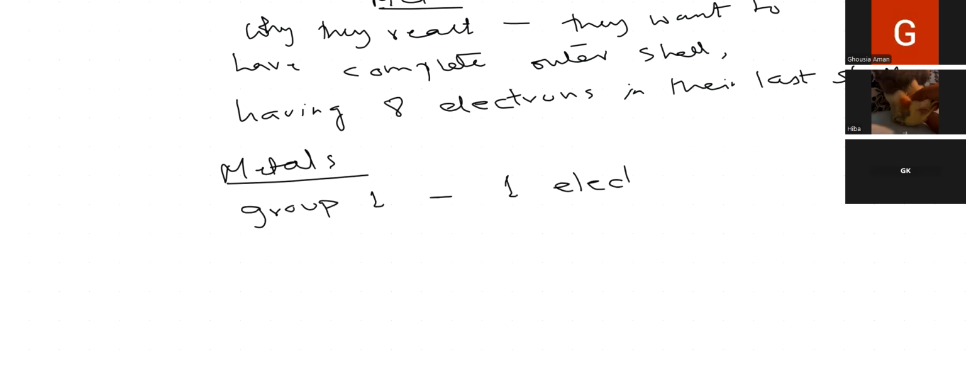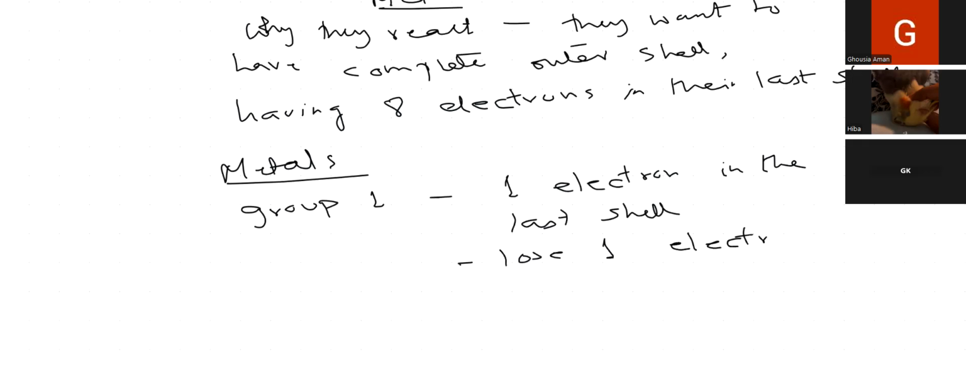So always remember, when we talk about metals, who are metals in the periodic table? Group number 1 elements are metals. Those in group number 1 have 1 electron in the last shell. That's why they are in group number 1. So during the chemical reaction, what do they do? They lose their 1 electron. They get rid of this 1 electron. How? We will see it later. First, we will see the background.